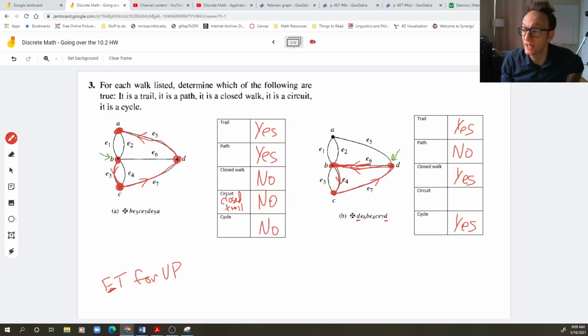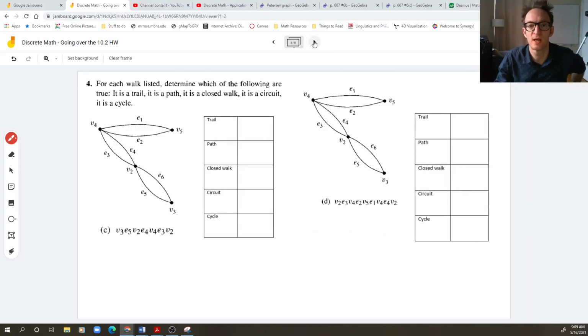And is it a circuit? Also yes, because it's a closed trail, which is to say that it's closed and it does not reuse edges. Okay, so actually that was totally worth it, but should have been done two weeks ago. Oh, more. Great. More practice.